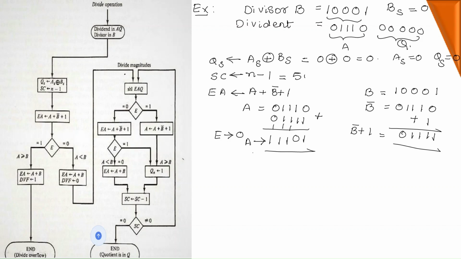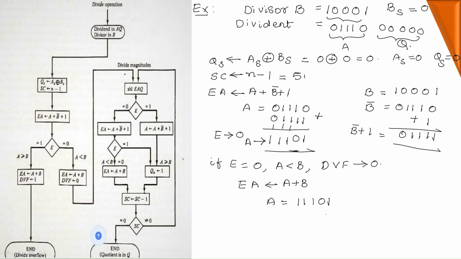Based on our flowchart, if the E value is 0, it means A is less than B. In that case, we set the DVF flip-flop to 0, which means there is no divide overflow situation. We should also perform EA ← A + B to get back the original value of A. The new value of A now is 11101.